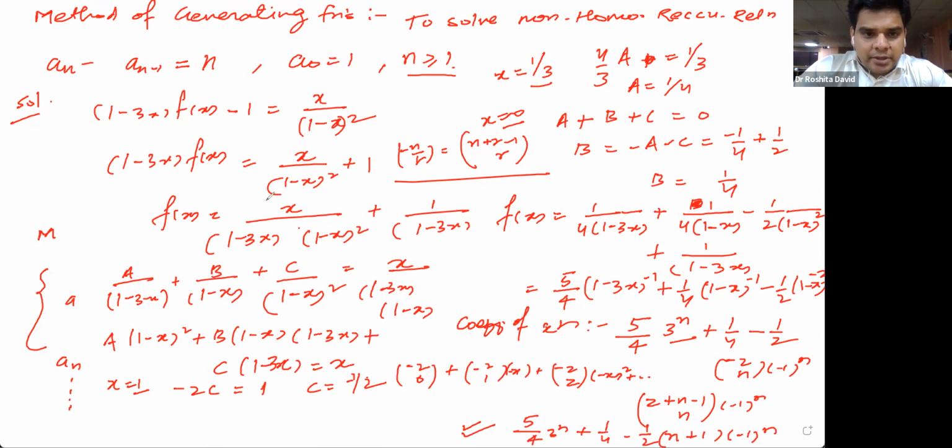So this is another method to tackle this non-homogeneous differential solution, the method of generating function. Any doubt in this solution? We have to convert this equation in terms of summation, and then we will use the concept of generating function. That is, we will assume f(x) in terms of generating function, and then we'll find out the coefficient of x to the power n to get the answer. Any doubt?